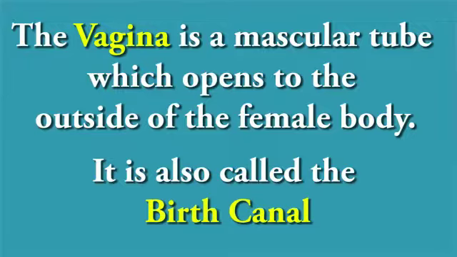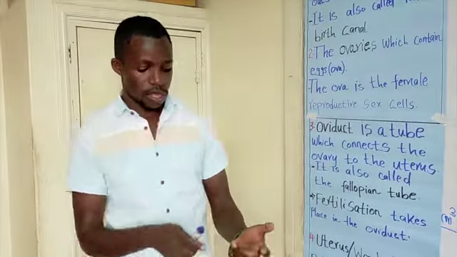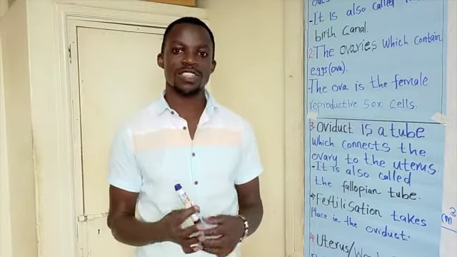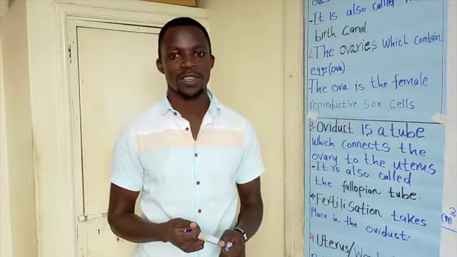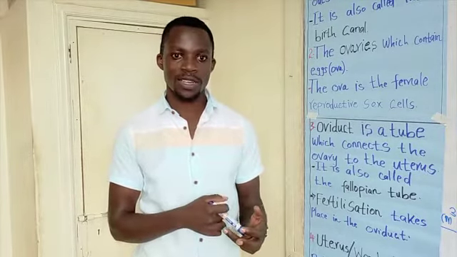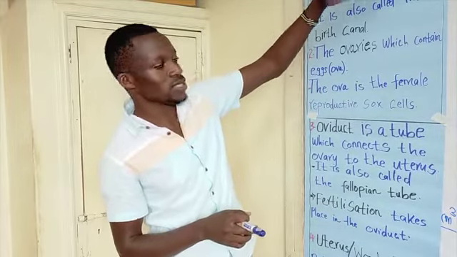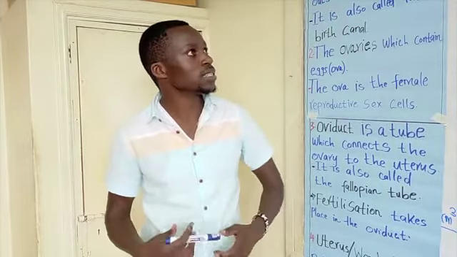The first part that I want us to look at is the vagina. The vagina is a muscular tube which opens to the outside of the female body. A muscular tube is like a tube, but it opens outside in the female. It is important for you to understand that the vagina is a place that receives the sperms from the male reproductive organ or system. Also, this vagina is a place where we allow the passage of urine from the human body, that is the female.